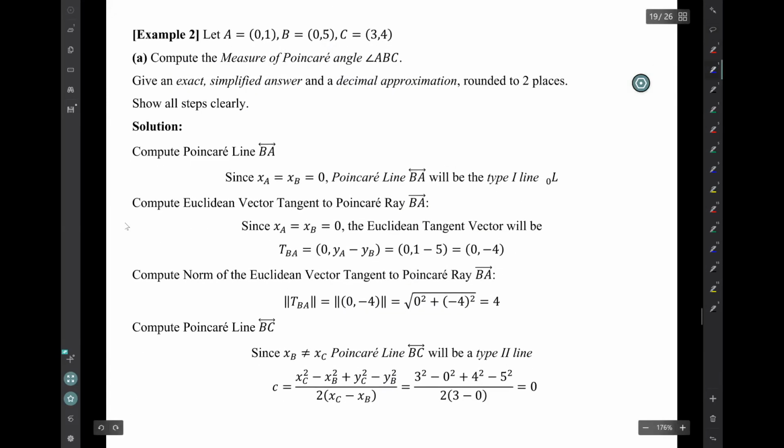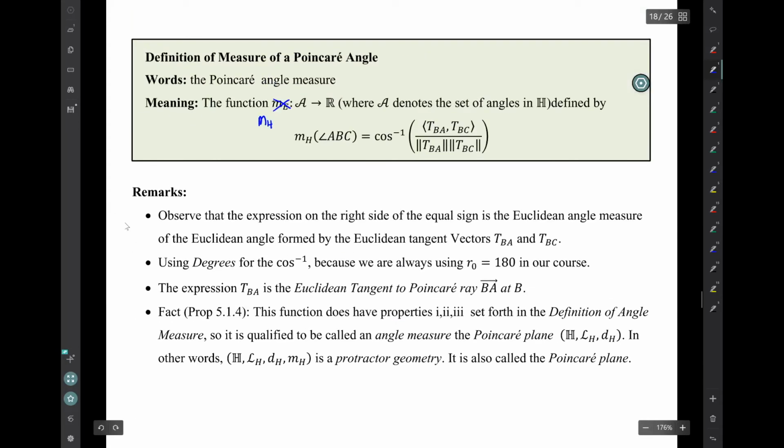So for example, let's let A, B, and C be the same three ordered pairs that we had in example 1. We're going to do the same things that we did in example 1. We're going to compute the measure of the three angles, but in this example, they're going to be Poincaré angles. And we're going to give exact simplified answers and decimal approximations for each. So in part A, our goal is to compute the measure of Poincaré angle ABC. So we need to do one of these. So our strategy will be to get these parts that are used in this expression, build this expression, and then find its value.